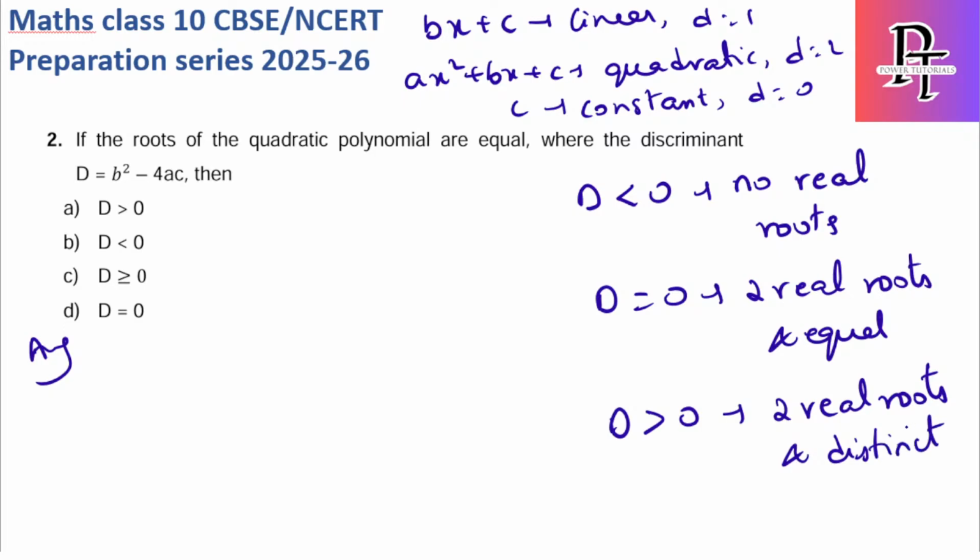Repeating this topic, this is important. It can occur for 1 to 2 marks based on the discriminant. If the discriminant is less than 0, no real roots. Equal to 0, 2 real roots and both are equal. Discriminant greater than 0, we have 2 real roots and those are distinct, that is different. In this question they are asking about equal. Equal, what is the condition? D should be equal to 0, which is option D.